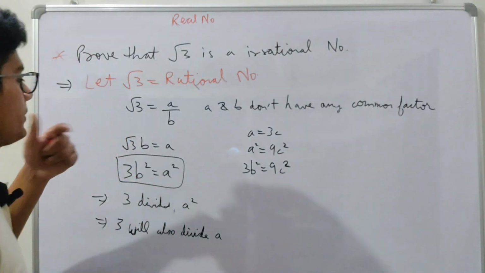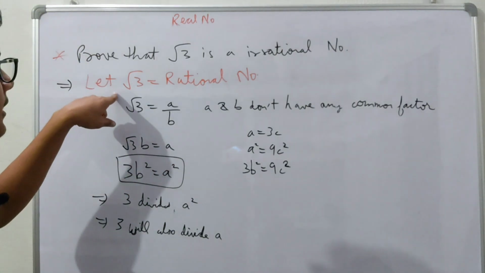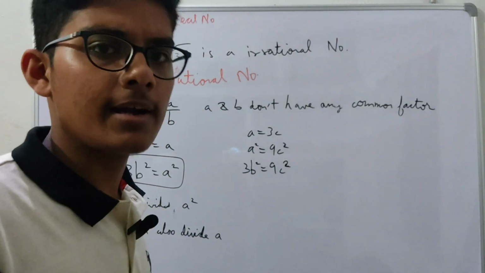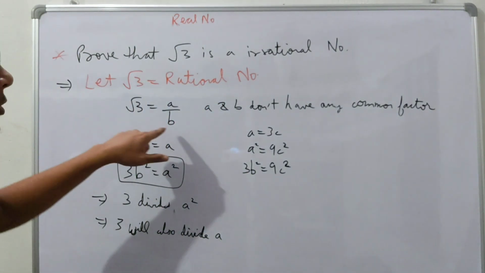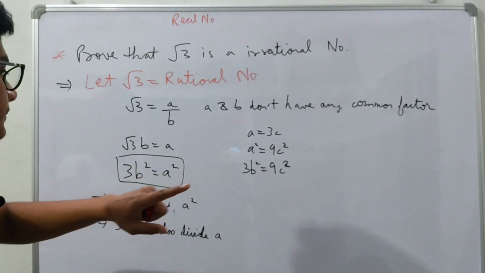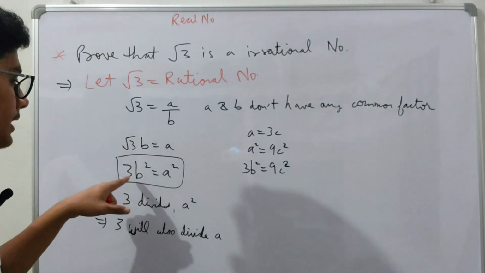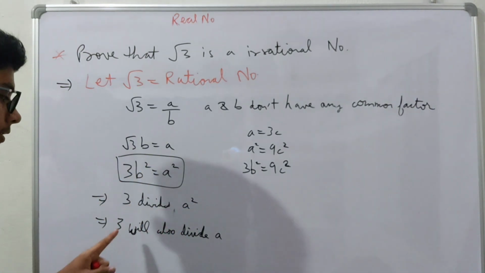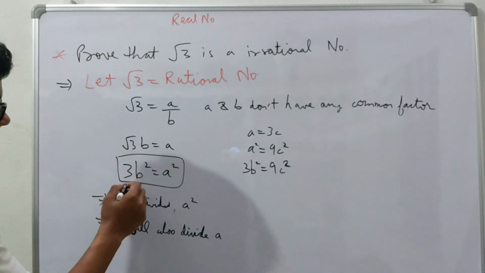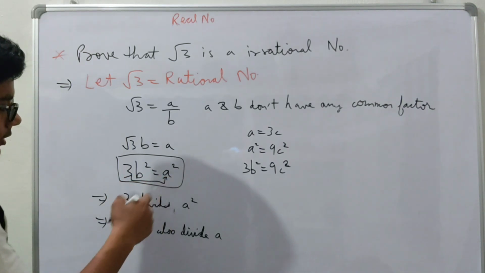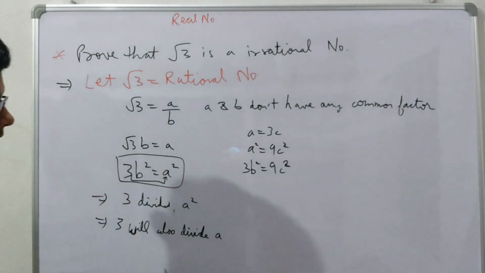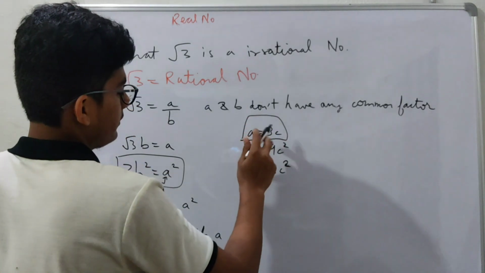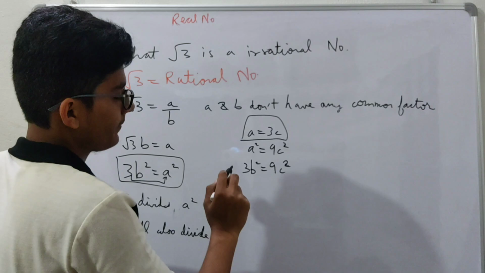I think this should be clear till here, guys. Let root 3 equal a rational number, because we have to prove that root 3 is an irrational number. So root 3 is equal to a by b, and a and b don't have any common factor. Squaring on both sides, 3b square is equal to a square, and 3 divides a square, so 3 will also divide a. And since 3 divides a, we can take a equal to 3c.